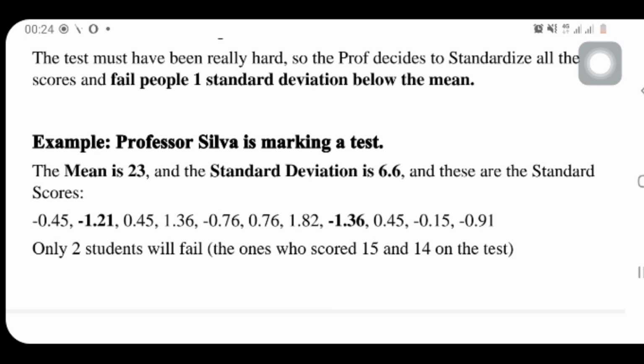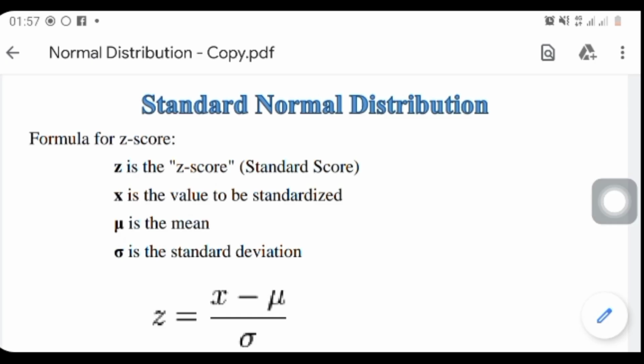So now let's use this normal distribution and try to solve the calculation. We have the formula for calculating the Z curve. You can see Z is the Z score, the standard score.